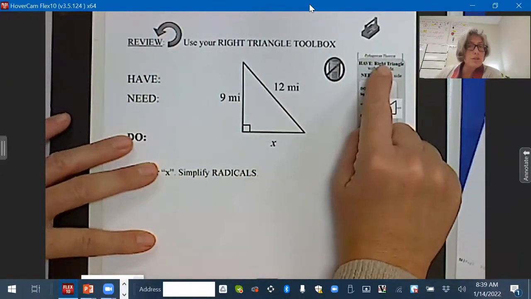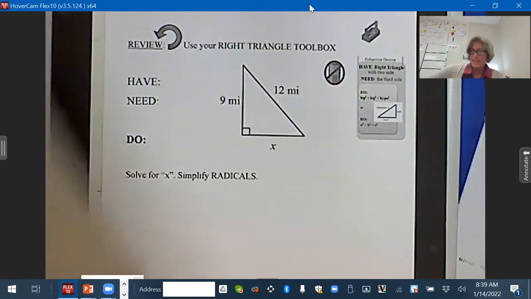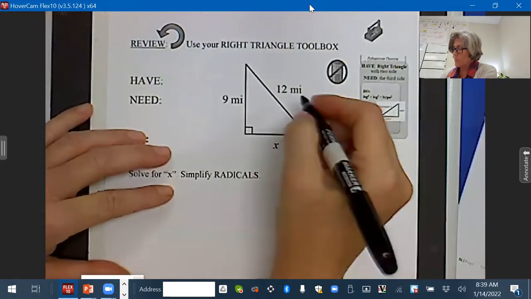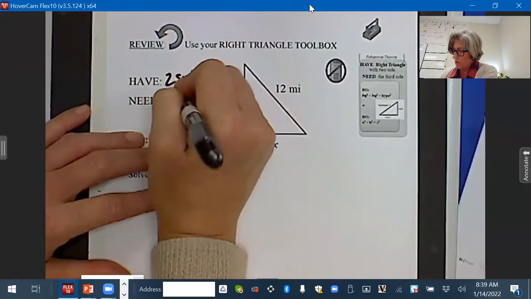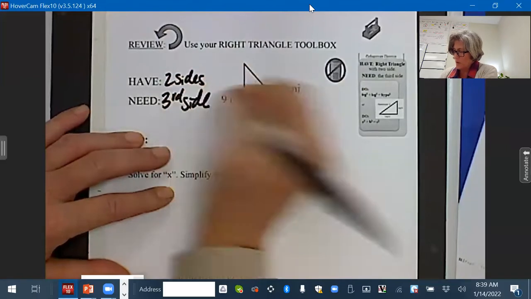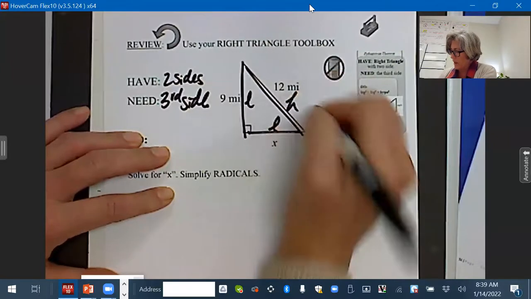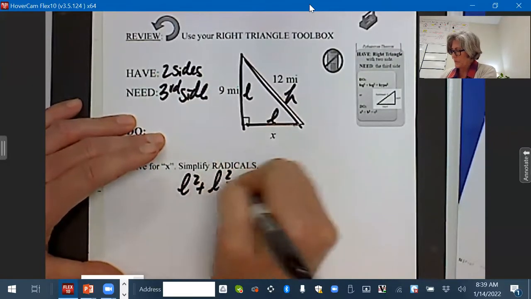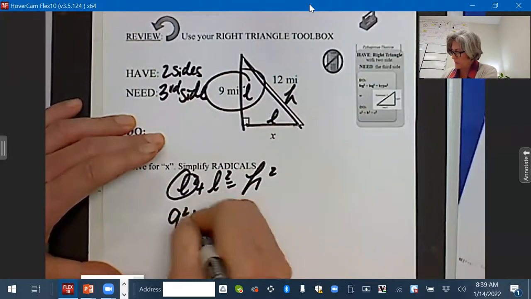So if you have 2 sides and you need a 3rd side, you pythag. Have 2 sides, need a 3rd side, pythag. We got a leg, leg, hypo, pythag. Circle, plug, chug.